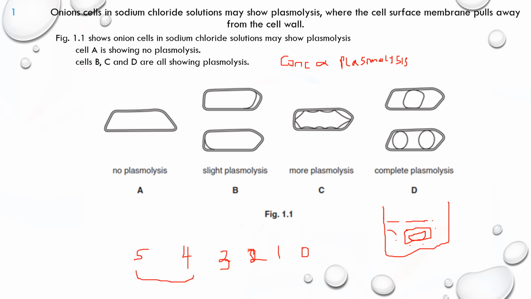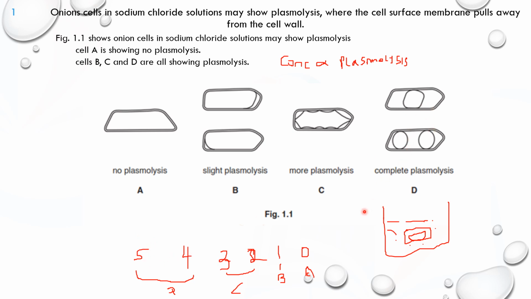Okay, cell D. Which one appears like cell C? Cell C is probably 3, let's say 3 and 2. Then cell B most likely is number 1, that's 1%, and this is A, or less than that. So what I'm trying to say is that the higher the concentration of solute, the more plasmolyzed.